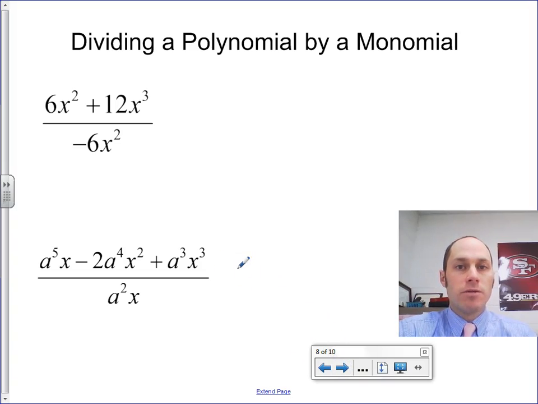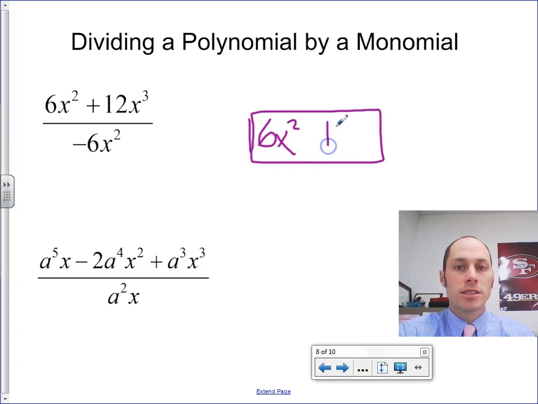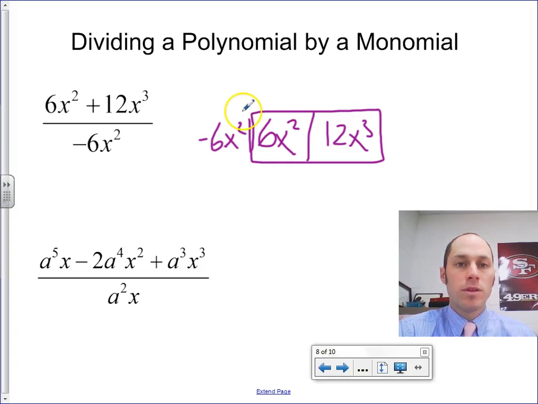And finally, we'll take a look at dividing a polynomial by a monomial. It's kind of the reverse of what we've been doing, reverse distributive property. So we're basically just taking 6x squared plus 12x to the third, and we're saying that's our area model. So we have two terms, 6x squared and 12x to the third. And we're dividing by negative 6x squared. So we have to figure out what would the other side be.